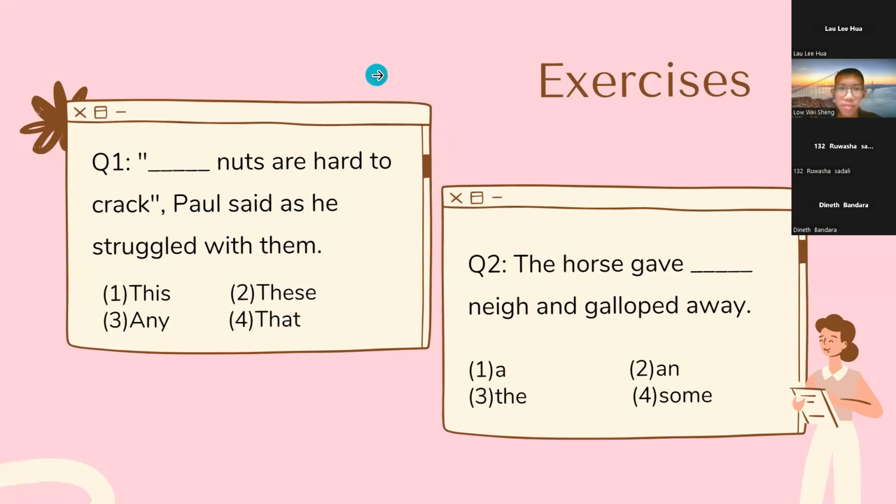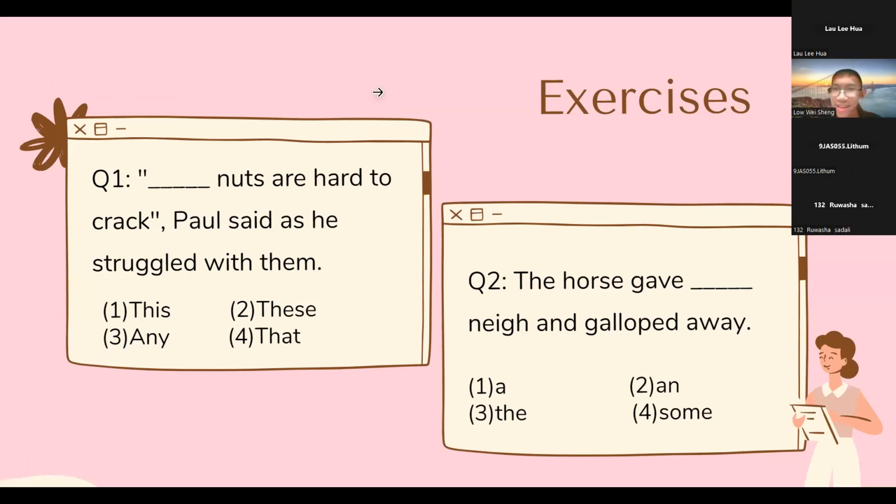These. Anyone else? These. Yes. These. Yes. Correct. It is these. So for those who are wondering why is it these, it's because nuts is plural, right? And since nuts is plural, you cannot use this. And any you use when you're asking, or when the number of objects you have is not sure. And so any doesn't work here. And that only refers to a singular object. So this is correct. What about the second question?